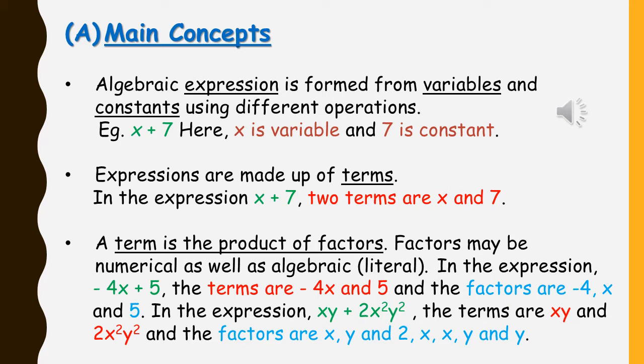Similarly, in the expression xy plus 2x squared y squared, the terms are xy and 2x squared y squared. And the factors are x, y and 2, x, x, y and y.